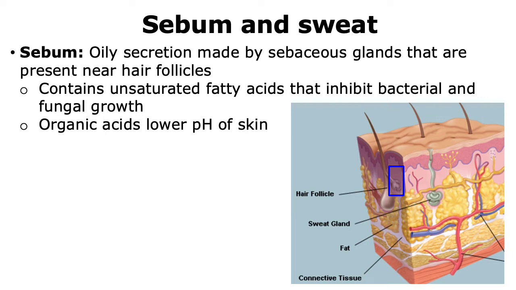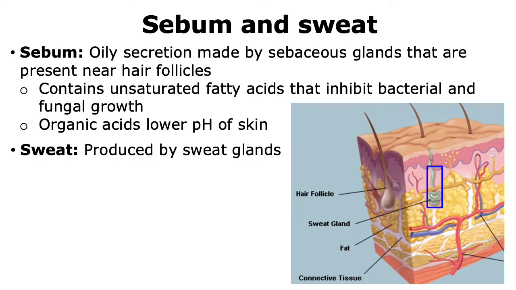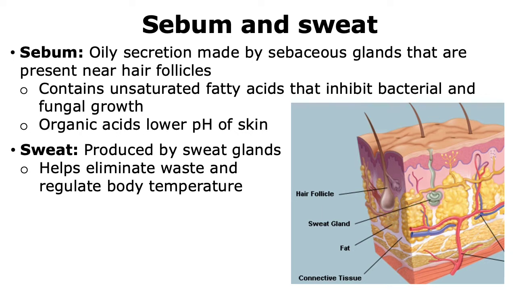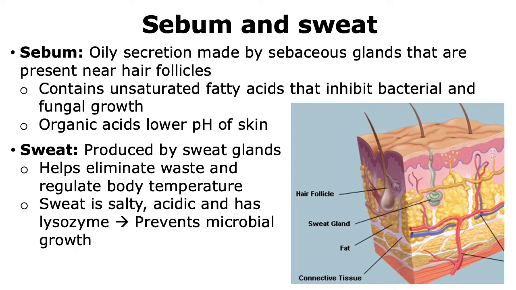In addition to sebaceous glands, we also have sweat glands. The sweat glands, which are shown in the blue box of the figure, produce sweat. Now, sweat is a secretion that helps eliminate waste from the body, and it also helps regulate body temperature. Now, sweat is not oily. On the other hand, it's more aqueous and is salty. It is acidic and has the enzyme called lysozyme, and all of these together prevent microbial growth.